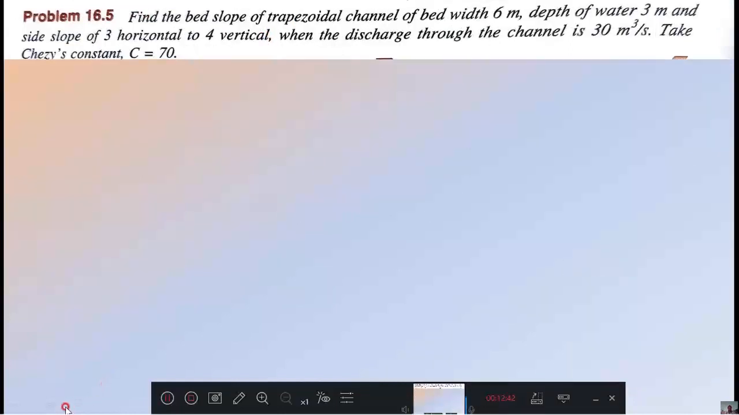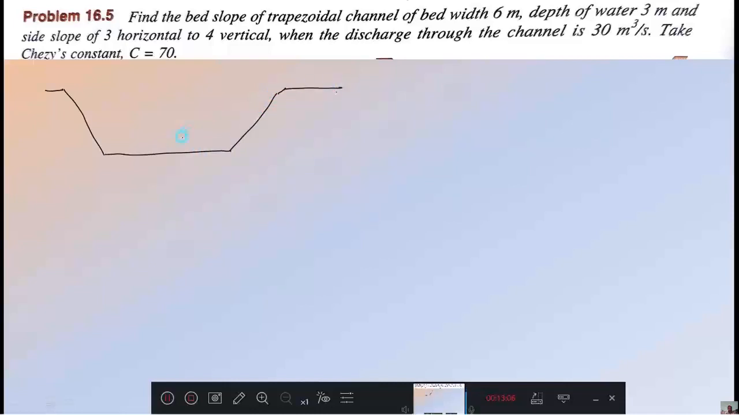Next, find the bed slope of a trapezoidal channel of bed width 6 meter, depth of water 3 meter, and side slope 3 horizontal 4 vertical, when discharge through the channel is 30 meter cube per second. Take Chezy's constant equal to 70. I will just give the data and after that you proceed. I will not solve this one.